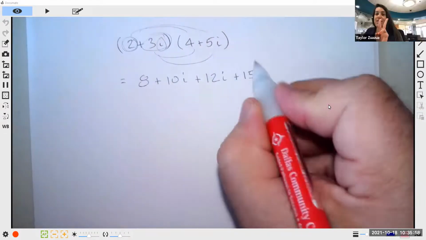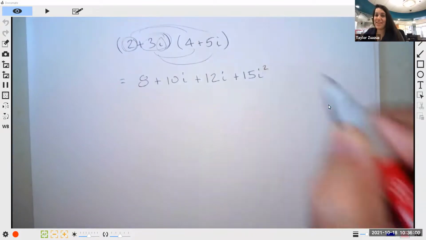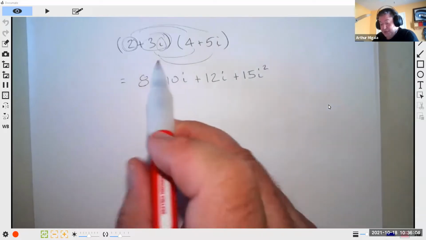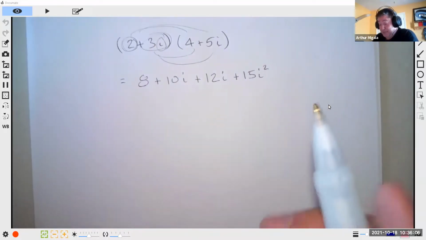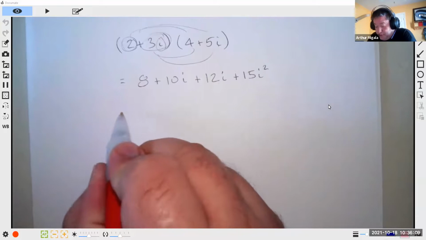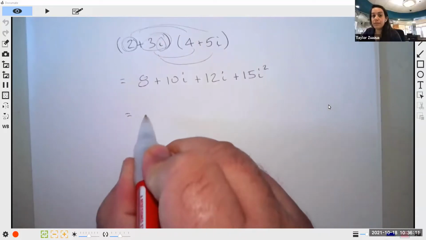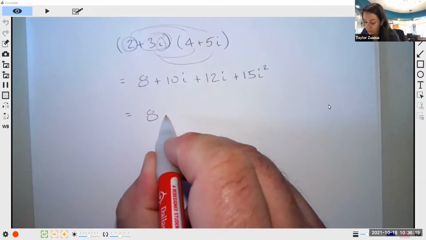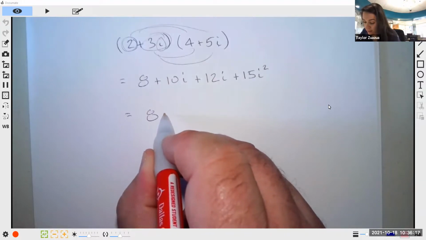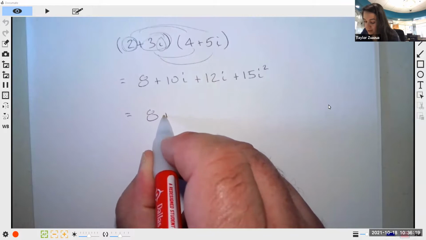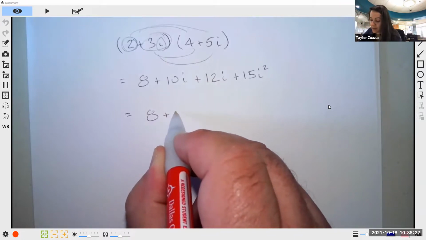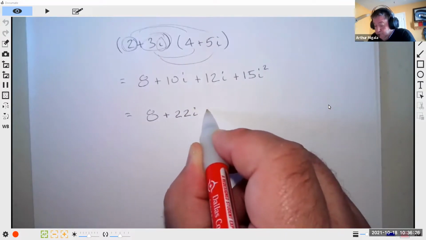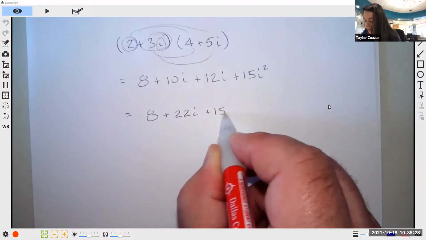I times I, it's a square. Plus 15. Now it's more important than anything, because remember what it was: combine like terms. And then now we do 8 plus 22i plus 15 I squared.